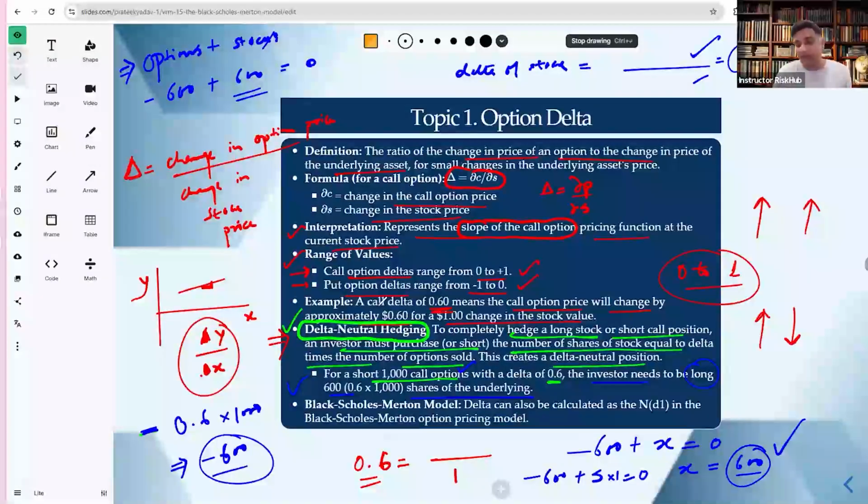In the Black-Scholes-Merton model, delta can also be calculated as N(d1) in the Black-Scholes option pricing model. Remember this part? N(d1), which you get in your Black-Scholes model. We studied N(d1) yesterday. N(d1) is also called the delta of the call option in the Black-Scholes-Merton model, right?